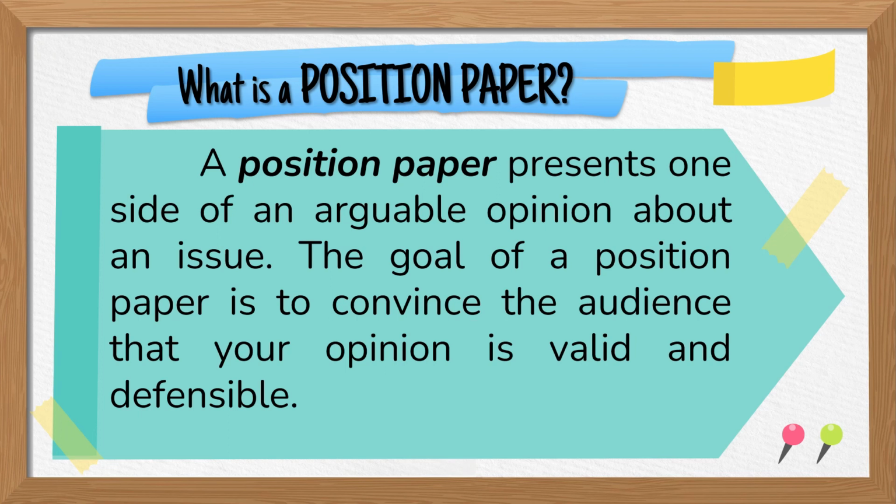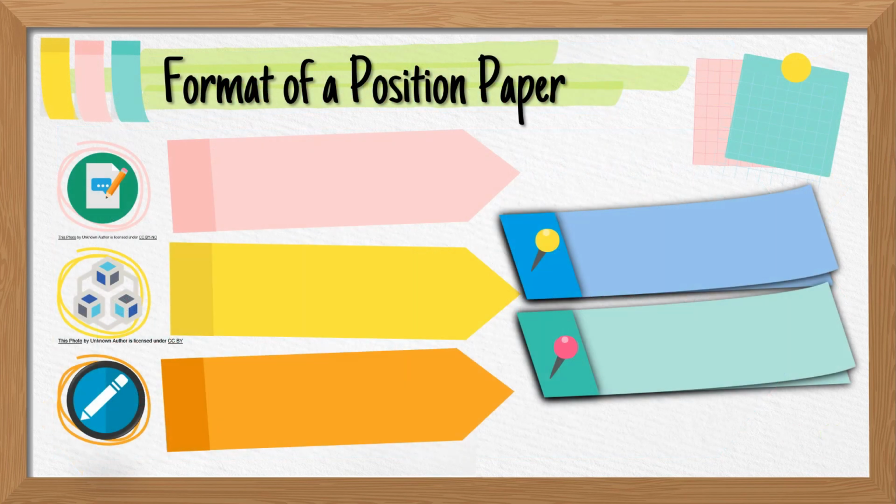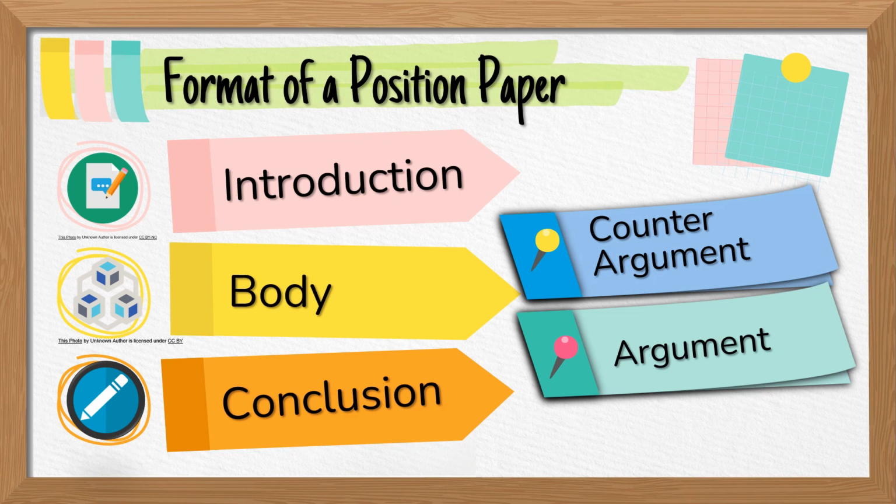But this will not limit the paper to present just only the strength, but also the weaknesses of the position paper. A position paper includes the following parts, which are the introduction, the body, which contains the counter-argument and argument, and the conclusion.